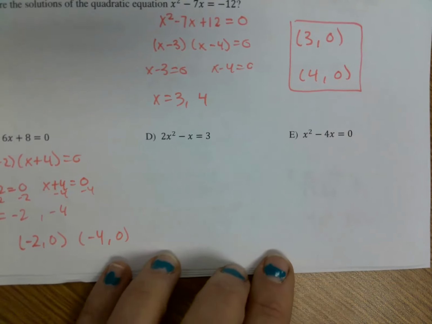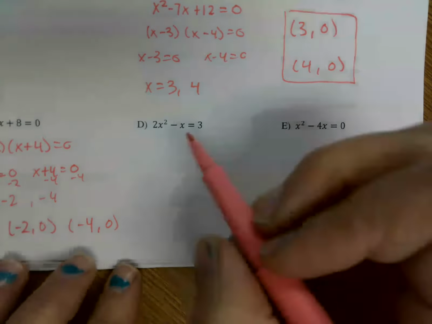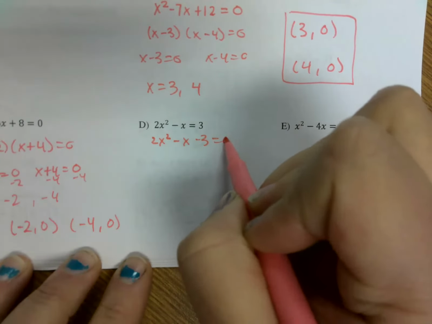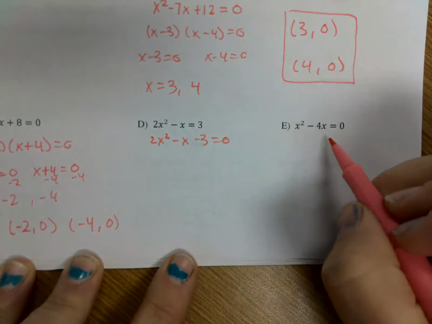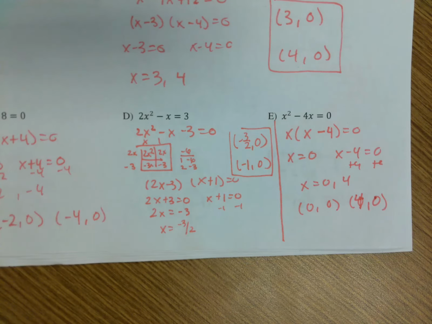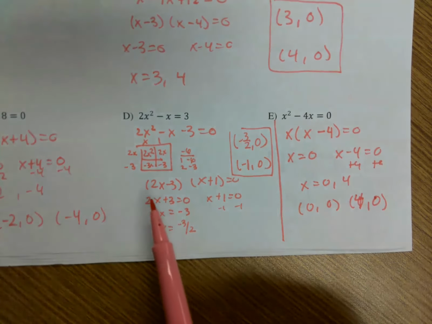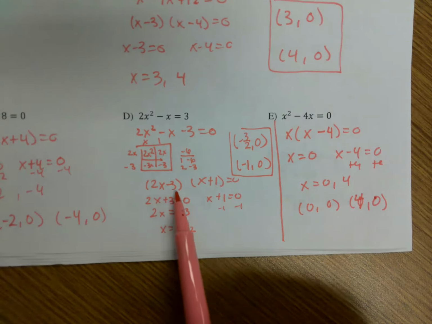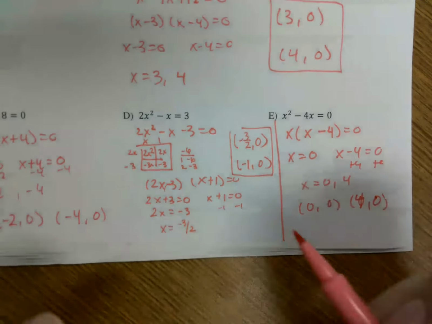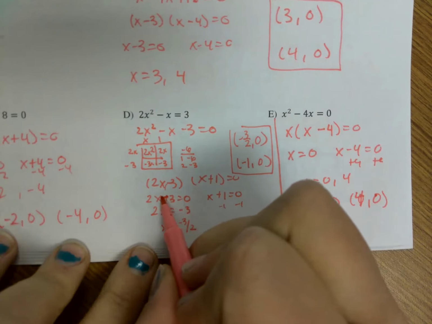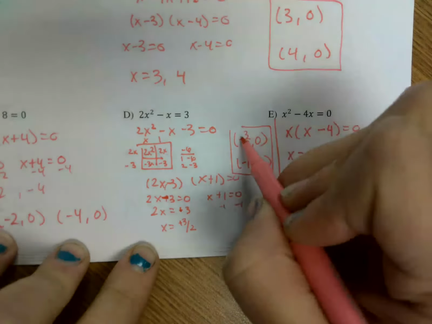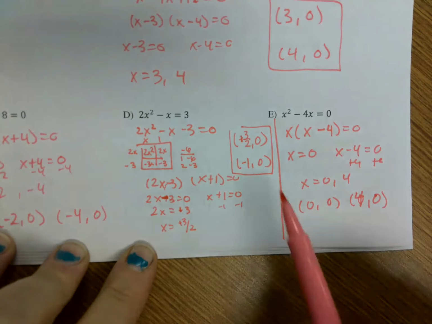I want you to pause the video and try to factor these. First thing here, I would subtract over the 3. You might have to do the box method to factor this. Here, what do they have in common that I can take out? So if you factor correctly, you should have got 2x minus 3 and x plus 1. If I set this equal to 0, I have to add the 3 over and then divide by 2. So this should be a positive 3 halves, 0.